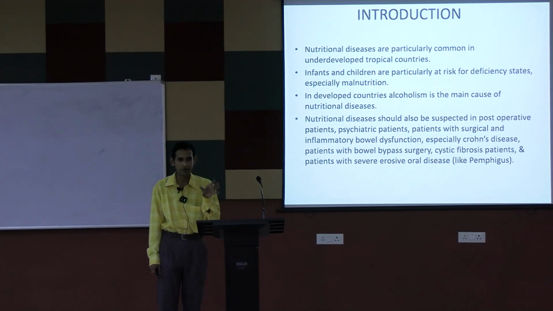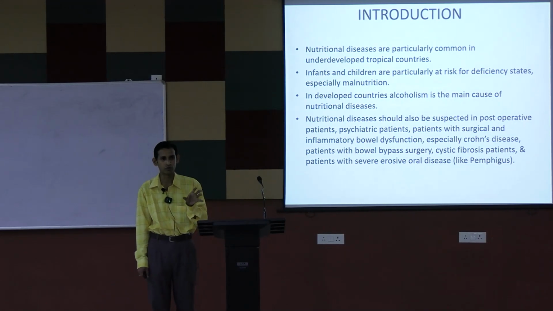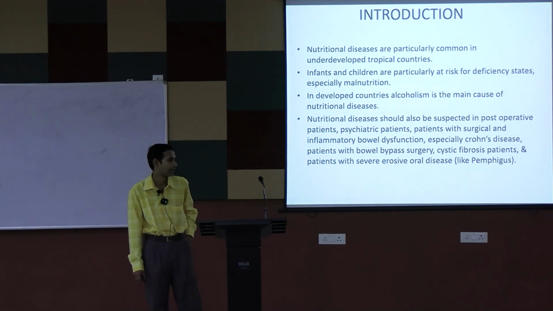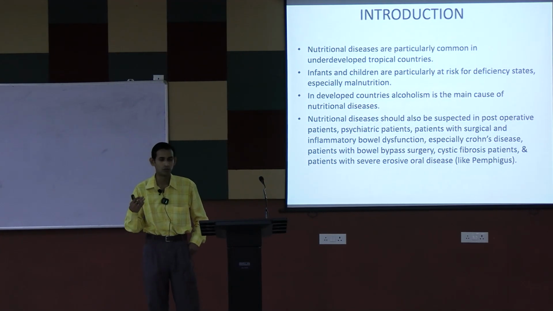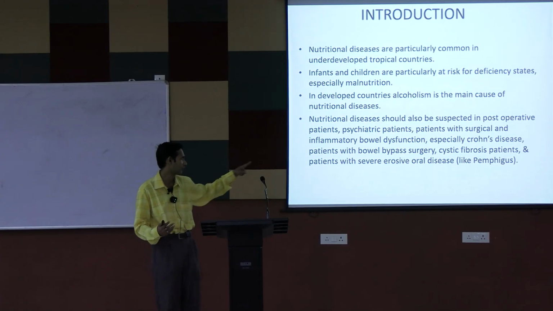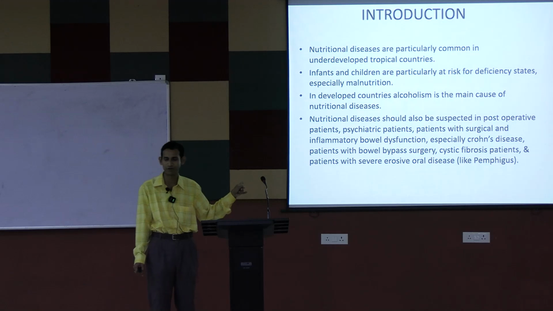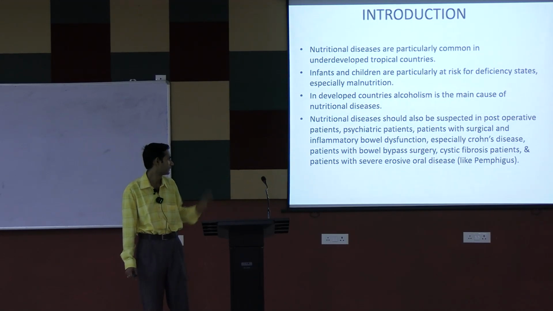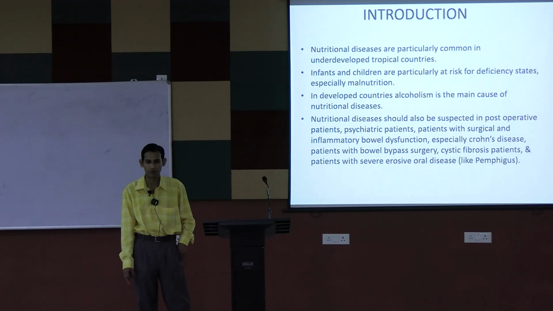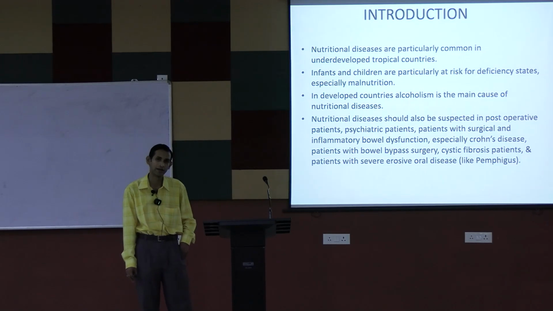So in children, malnutrition is the most common cause, that is the poor intake of food. In developed countries, nutritional deficiency is commonly found in alcoholism, but it can be found in other causes as I have already explained, that is in postoperative patients, in patients with inflammatory bowel disease, that is Crohn's disease or ulcerative colitis, or in psychiatric patients too.